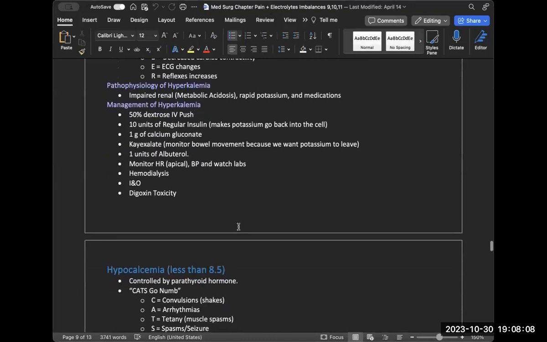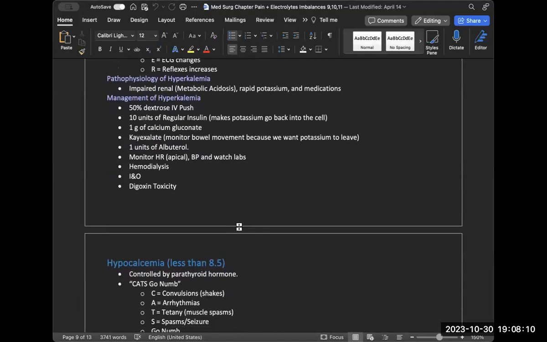Now, hyperkalemia is really caused by either too much potassium or renal failure. And renal failure is because if the kidneys fail, the kidneys are in control of our electrolytes. So if the kidneys fail, we can't keep those electrolytes in check and they're going to rise. That's also why renal failure can also be a cause of hyponatremia for the same reason.